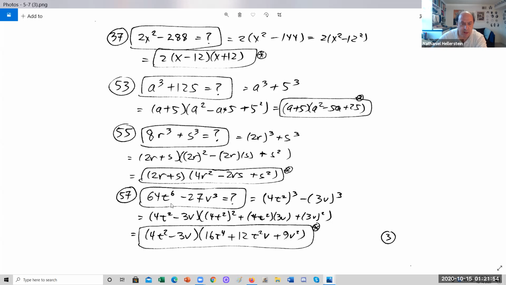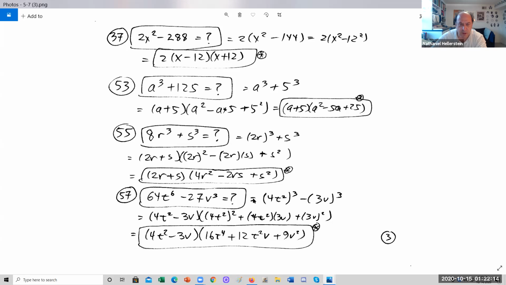All right. Now this is another messy one: 64t to the 6th minus 27v to the 3rd. Ugh. Well, these are both cubes. 64t to the 6th is the cube of 4t squared. 27v cubed is the cube of 3v. This is a difference of cubes.